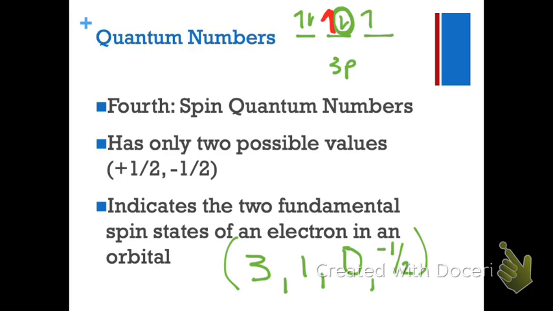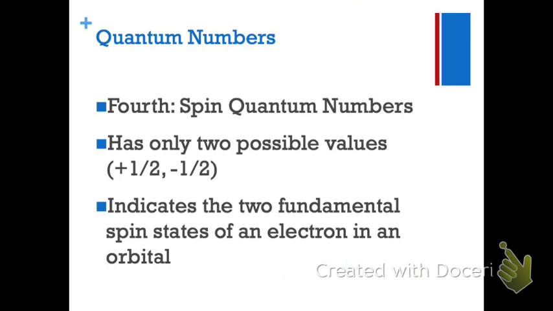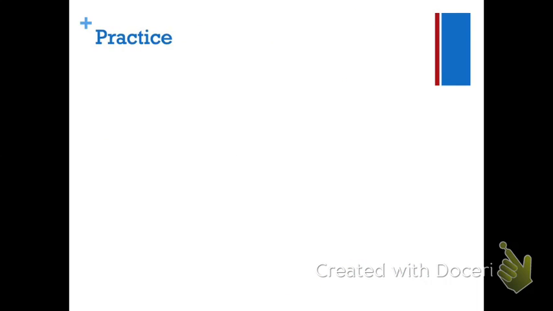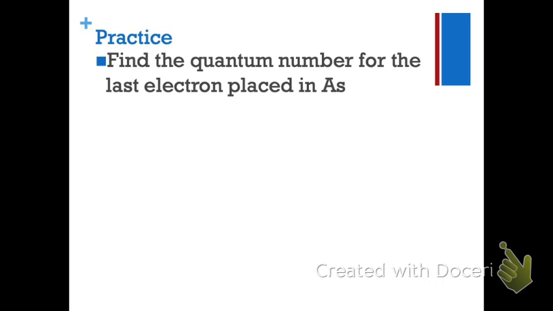Okay, what questions do we have? Let's try some. Okay? We almost always, when we're talking about quantum numbers, it'll say, find the last electron placed in whatever element it is. That just means we want to focus on the very last one. We're not looking at an earlier one because we could solve that differently. But all right, find the quantum number for the last electron placed in arsenic.